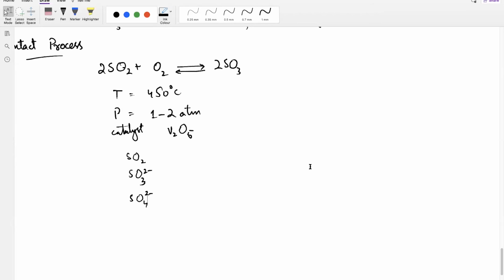Sulfite ion reacts with barium. Now remember, whenever you have barium nitrate or barium ion, that is a test for sulfur ions. So barium ion tests sulfur ions. So sulfite, you add barium nitrate, produces white precipitate. Sulfate, you add barium nitrate, produces white precipitate. But if you add HCl, sulfite will dissolve, sulfate will not. So these tests are also important.